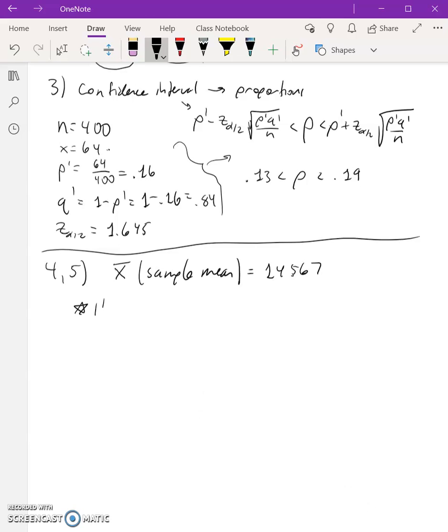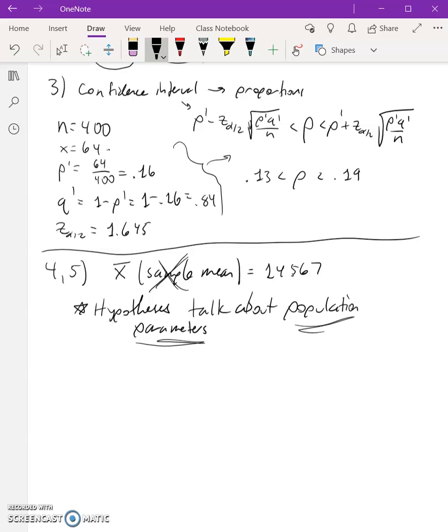But we need to remember here that the hypotheses that we're stating talk about population parameters. So we will never, ever, ever have samples appear in there. So samples will never appear in our hypotheses. We always talk about these population parameters. So our null hypothesis is always going to have something about a population parameter, and in this case we're looking at means, which is mu.